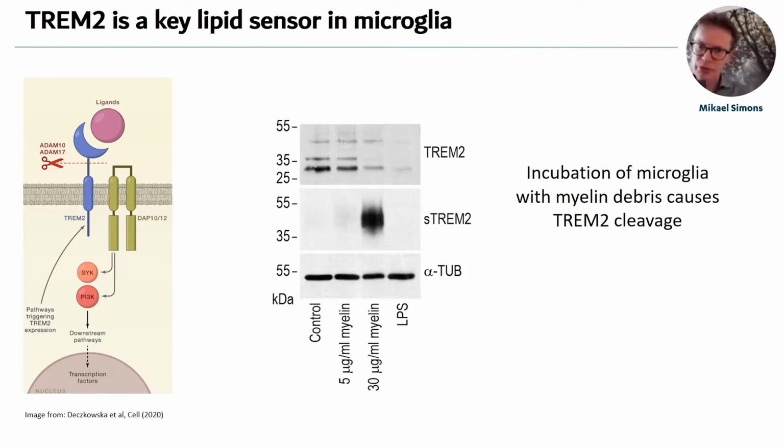Now, we looked at the signaling pathway. So these are cell culture experiments. In the upper panel, we have TREM2 in the cell lysate, and in the middle panel, you have secreted TREM2 in the culture medium. So when you incubate microglia in culture with myelin debris, then you see that TREM2 is cleaved.